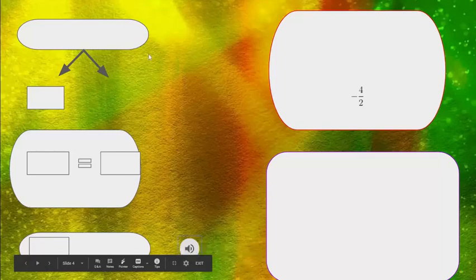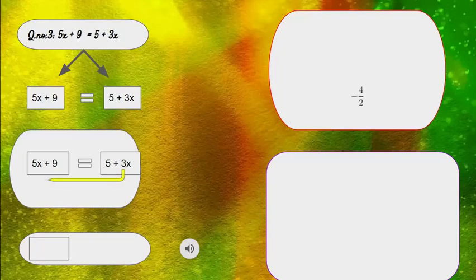Now the third question. 5x plus 9 is equal to 5 plus 3x. Here also from the left side the constant we have to shift to the right side, and from the right side shift the variable to the left. On the left side we can see 5x plus 9 and on the right side 5 plus 3x. So from the right we will take 3x to the left side, and from the left side 9 we have to shift to the right side. Both are positive integers and it will change as a minus, a negative.